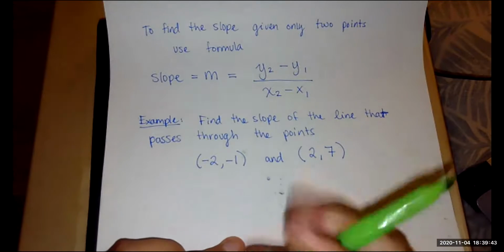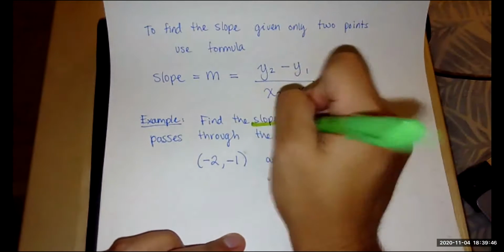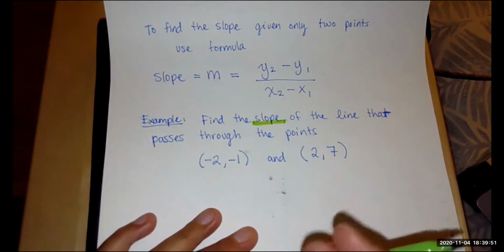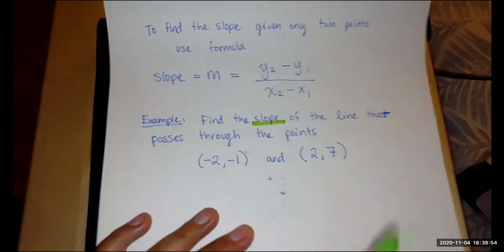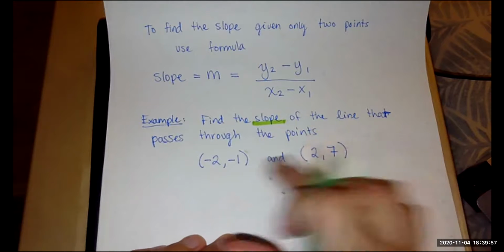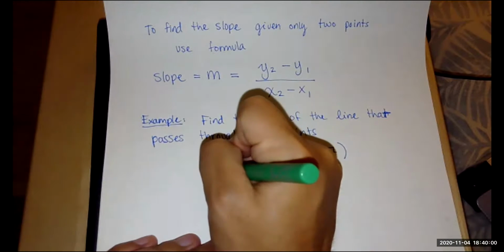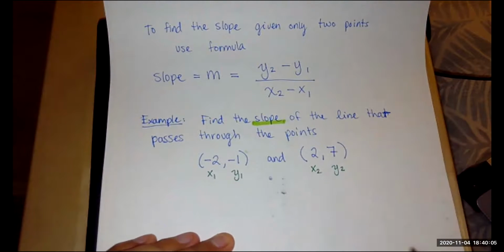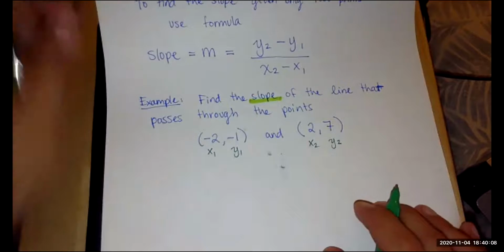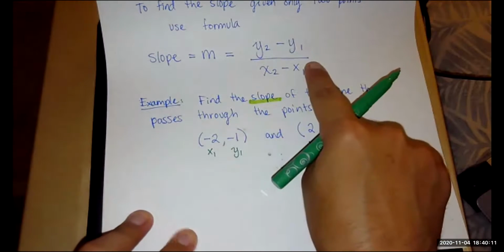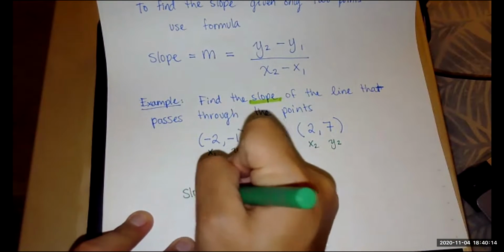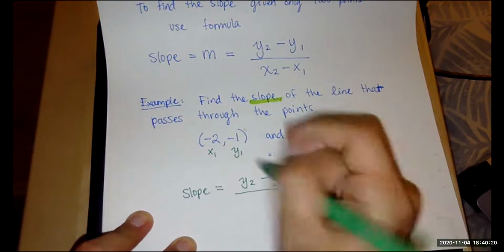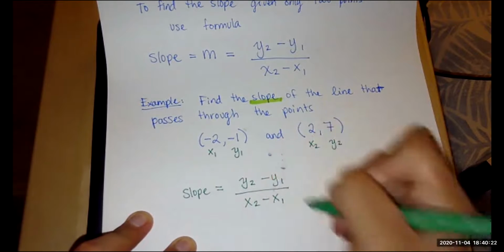So you'll have to ask yourself, what are they asking for? Again, they're asking for the slope here. And what did they give you? They gave you 2 points. So what you might want to do here in these examples is label these 2 points and call this x1, y1, call this x2, y2. And then we're just going to throw these numbers into the slope formula that I've given you. So the slope is equal to y2 minus y1 divided by x2 minus x1.